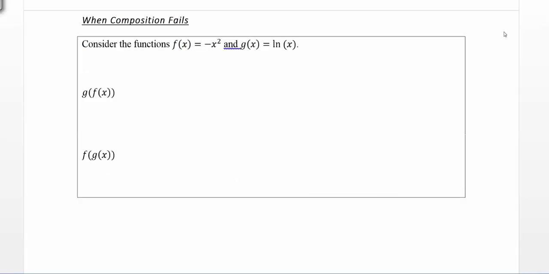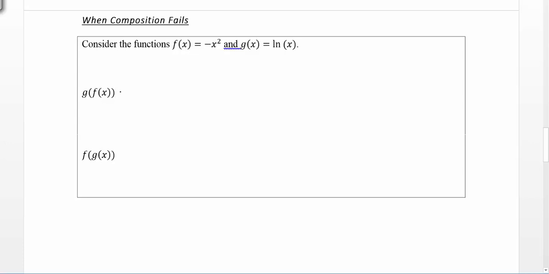When composition fails. As you can imagine, when we're considering domains of composite functions and composite functions in general, not every two functions can be composed. We can look at an example here where we can see where it would fail and why. So consider that f of x equals negative x squared and g of x equals the natural log of x.